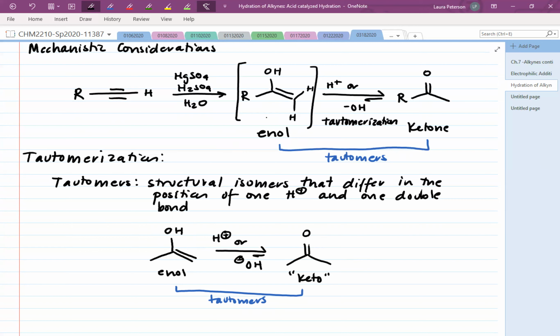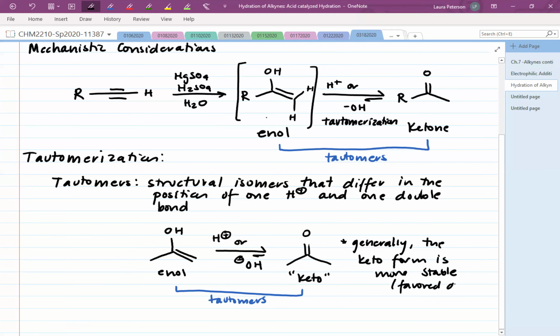This reaction involves tautomerization because we form an enol under acidic conditions once we've added water across the carbon-carbon triple bond. What we need to know is that generally the keto form is more stable. That arises because the carbon-oxygen double bond is a stronger bond than the carbon-carbon double bond. Since the keto form is more stable, it would be favored at equilibrium.